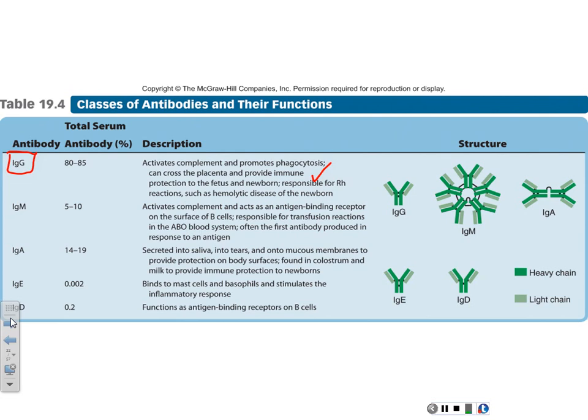So if you want to remember them, it's GAMED, or you've been played, right? G-A-M-E-D, kind of roughly in that order, all right? In terms of how much there is of that. So most of them are the IgG.